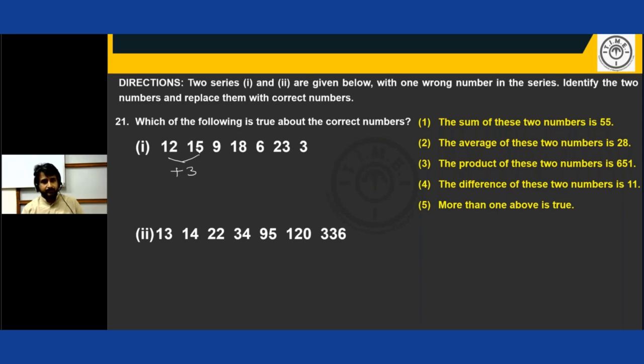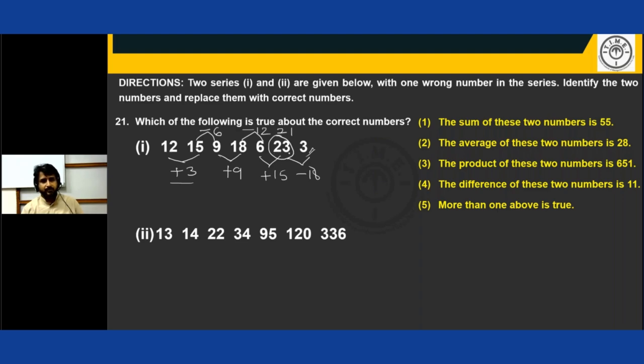12 plus 3, 15. 15 minus 6, 9. 9 and 18, plus 9. 18 and 16, minus 12. We have to find out the wrong number first. 6 and 23. Observe the pattern. Plus 3, minus 6, plus 9, minus 12. Next should be plus 15. 6 plus 15, 21. If you want, verify it. Next should be minus 18. 21 minus 18 is 3, perfectly matching.